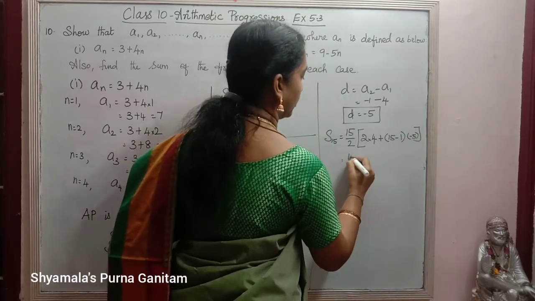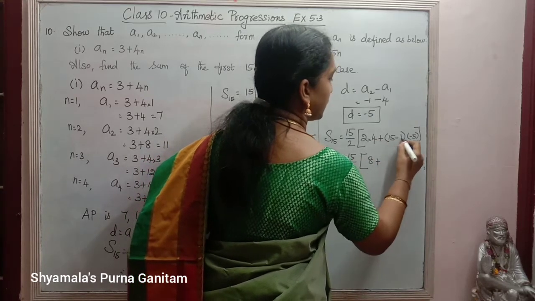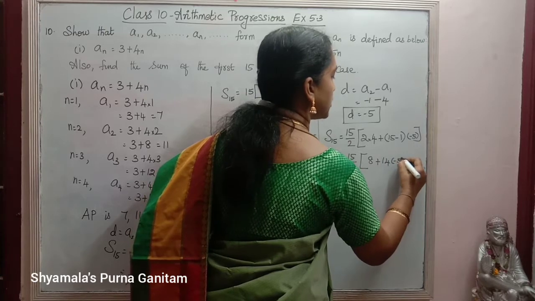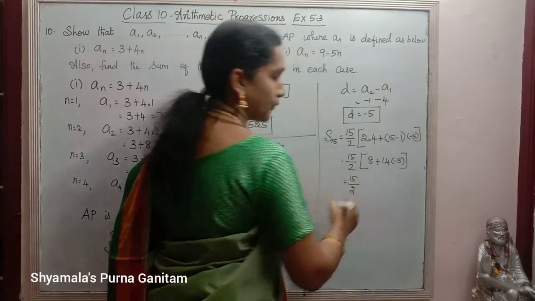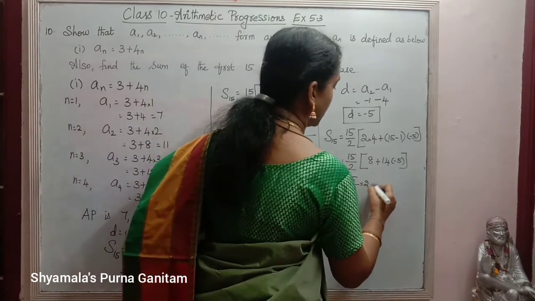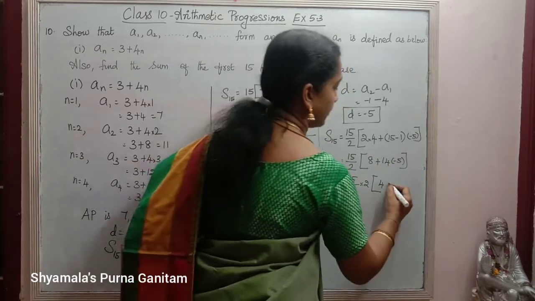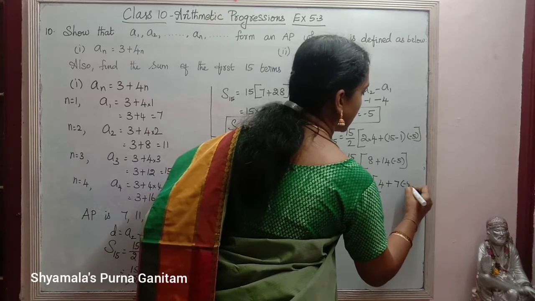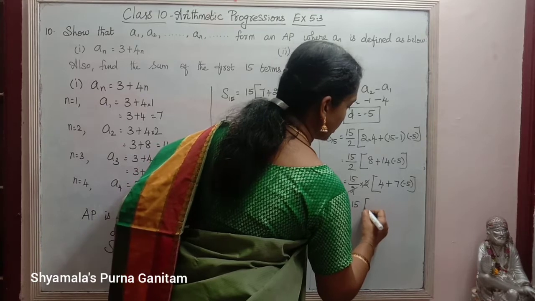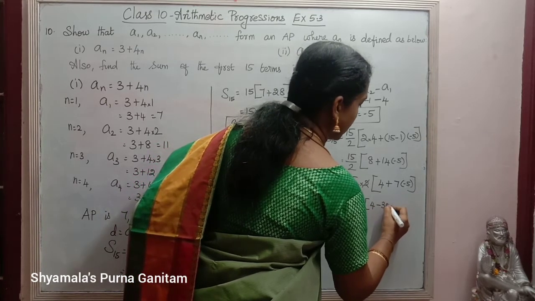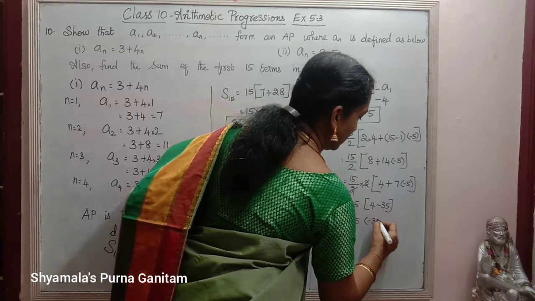So this is equal to 15 by 2 into (2 4s are 8) plus (15 minus 1 is 14) into minus 5. So in both the terms I am taking 2 common. So 15 by 2 into 2 into, if I take 2 common out, remaining number will be 4 plus 7 into minus 5. So 2 will get cancelled. So 15 into 4 minus 7 5s are 35. So 15 into minus 31.